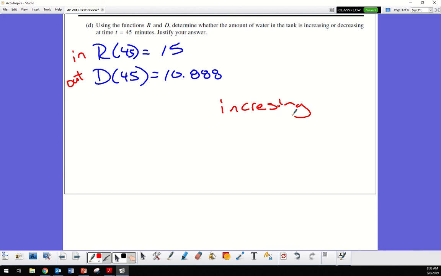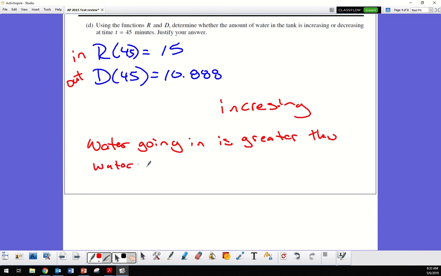And my explanation, pretty much the same thing. So water going in is greater than water going out.